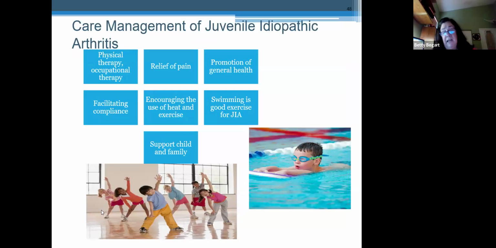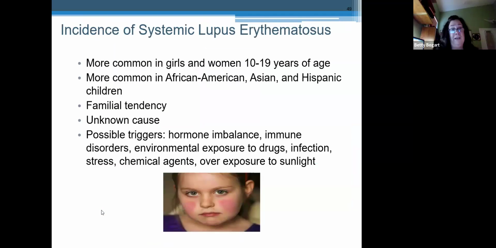And again, telling them whatever exercise you like. And again, swimming is a great thing to do. Now, lupus is the body attacking itself, but not the joints like JIA. It's attacking all the organs, from the skin, the brain, the heart, anywhere, liver, kidneys, anything.